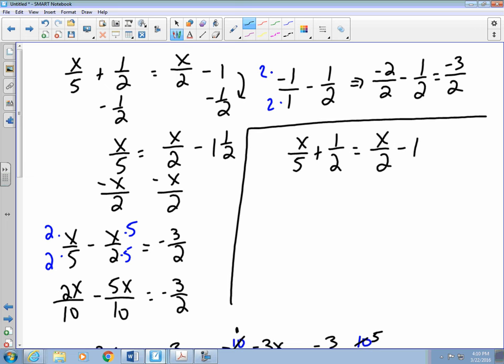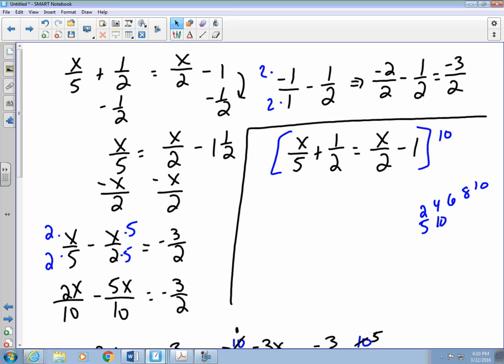So if I look at all my denominators, I see a 2 and a 5. The LCM between 2 and 5 is 10. So if I list all the multiples of 2 and all the multiples of 5, 10 is the least one in common. So if you multiply the entire equation by the LCM, you're going to get rid of all fractions altogether, and you don't even have to worry about having your ABC button.